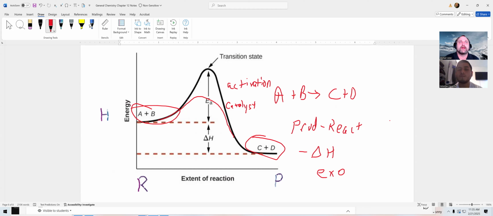A catalyst just allows us to go around this hill instead of going over the hill. In other words, it makes the hill smaller. Even if I was going uphill, it still has this energy of activation. A catalyst is not a reactant. It's not a product. All it does is lower this energy of activation and make the reaction go faster.